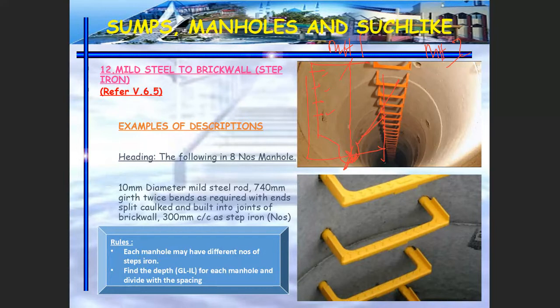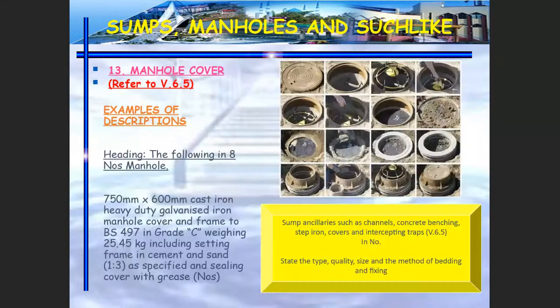Remember, this one is under V.6.5, enumerated, measured in number. This is the example. So look at this rule. Each manhole has a different depth. So please check the actual depth before you divide by the spacing. Ground level deduct invert level and divide by the spacing. After that, we have to measure this one again under the same clause, V.6.5, in number.